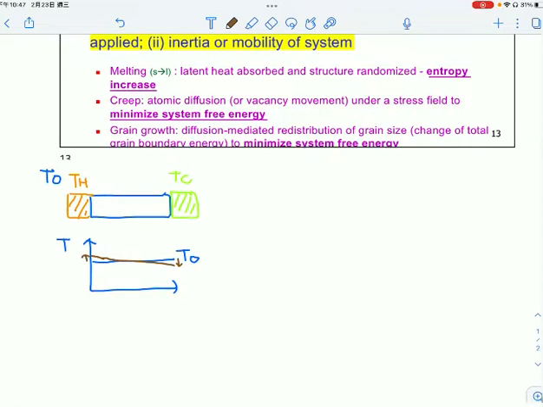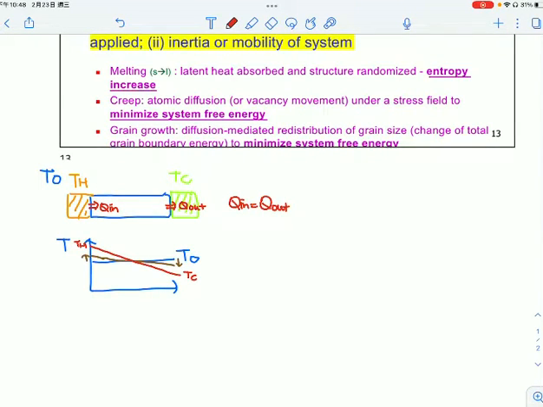And after a while, when the heat Q in from the heater equals the Q out that went out of the system, then we are going to observe the temperature profile go this way, and this will be Tc, this will be Th.